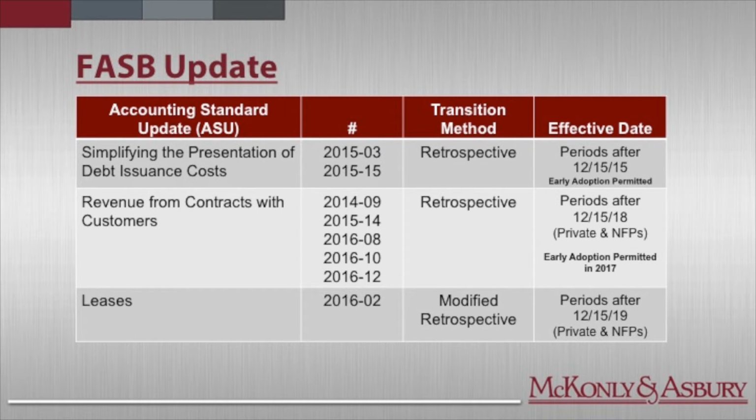Revenue from contract with customers. Goodness, we've been talking about revenue for nearly 10 years now, but we actually have a date. It is going to be effective, and for most of you, we're looking at 6/30/2020, or calendar year ends 2019. You can early adopt this starting in 2017, and you are going to have to retrospectively adopt and again show that comparative information for all the periods presented.